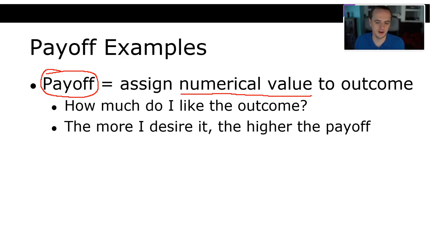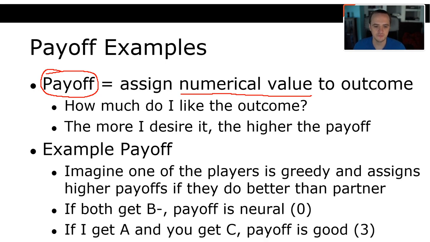right? So if I'm a greedy player, maybe I only care about my A. If I'm more emotional or caring about the other person, maybe I care about their grade more as well. So here's an example. So imagine one of the players is greedy, so completely greedy, and just assigns higher payoffs if they do better than the partner, right? So if they both get a B minus, then the payoff is neutral. So if we both got the same grade, then it's a zero. This person is just highly competitive. If we both tied, then I don't like it, I don't dislike it. But if that person gets an A and the other person gets a C, then they won, right?